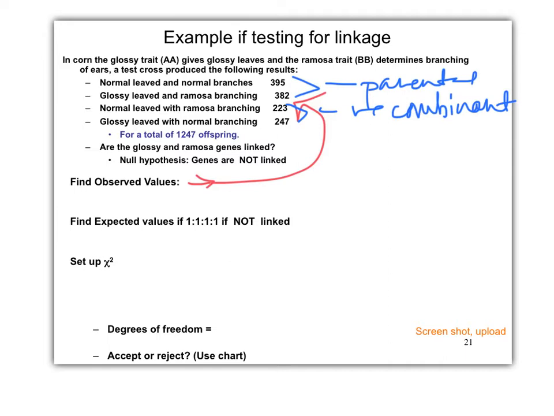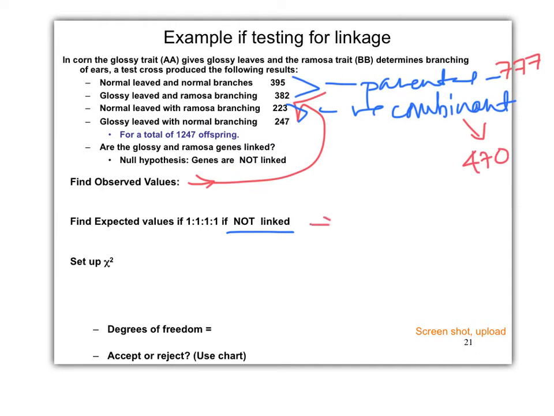What are our expected values if it's not linked? We should get 25% of each category, right? So what do we think that is? Our observed for the parental is going to be these numbers together, which if you do the math, ends up to be 777, and then the recombinants together are 470. Okay, those are our observed values.